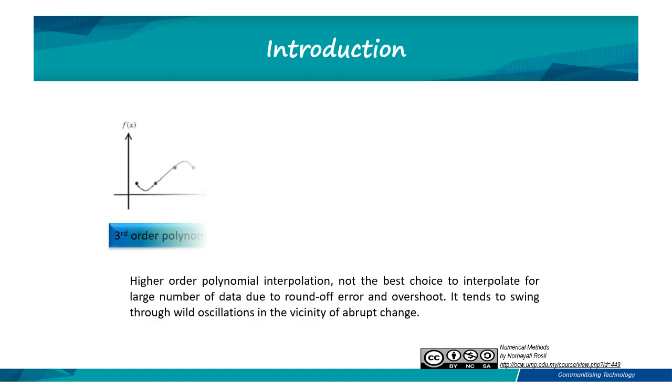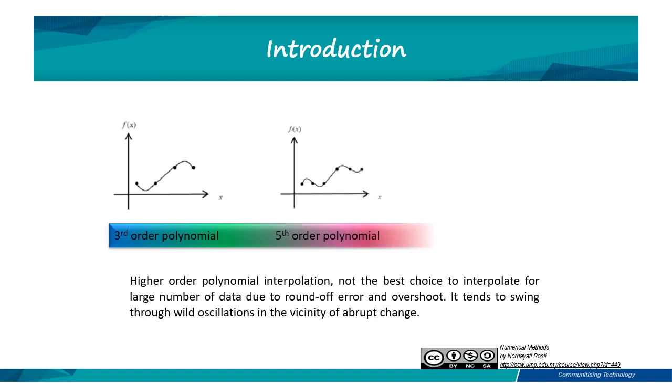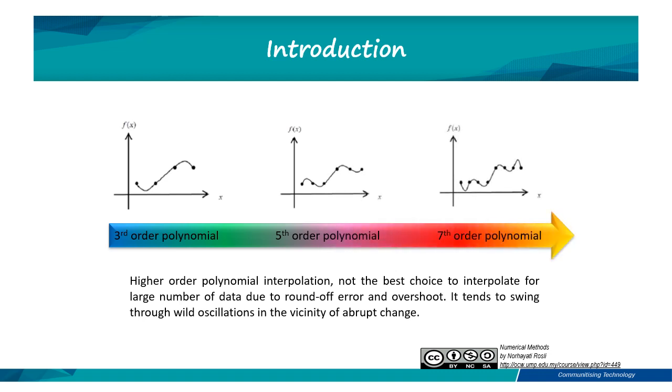Before this, we already discussed about Newton polynomial interpolation and also Lagrange polynomial interpolation, where both of those methods can solve for higher order polynomial interpolation. Actually, higher order polynomial interpolation is not the best choice to interpolate for a large number of data. Why? Because it can cause round-off error and also overshoot. The graph tends to swing through while oscillating in the vicinity of abrupt change. You can see the example from the graph above.